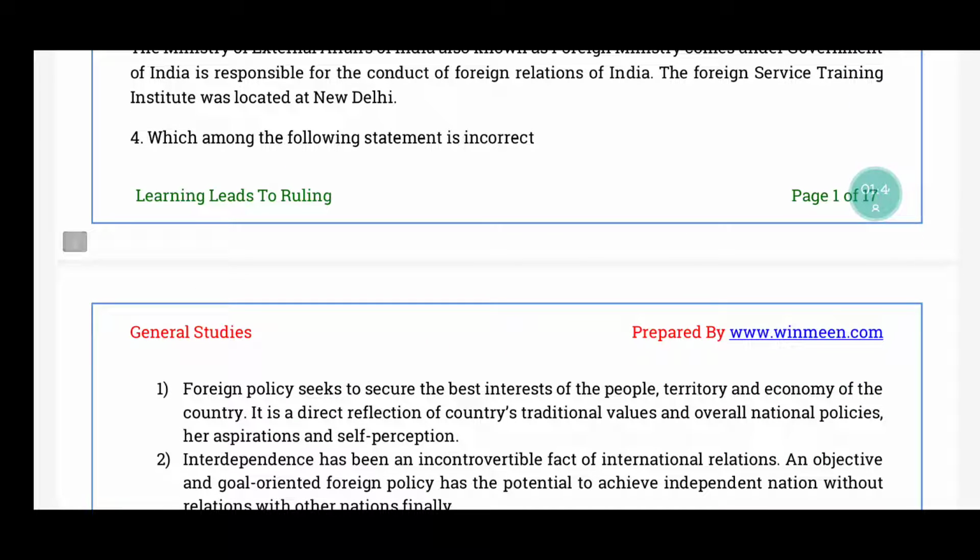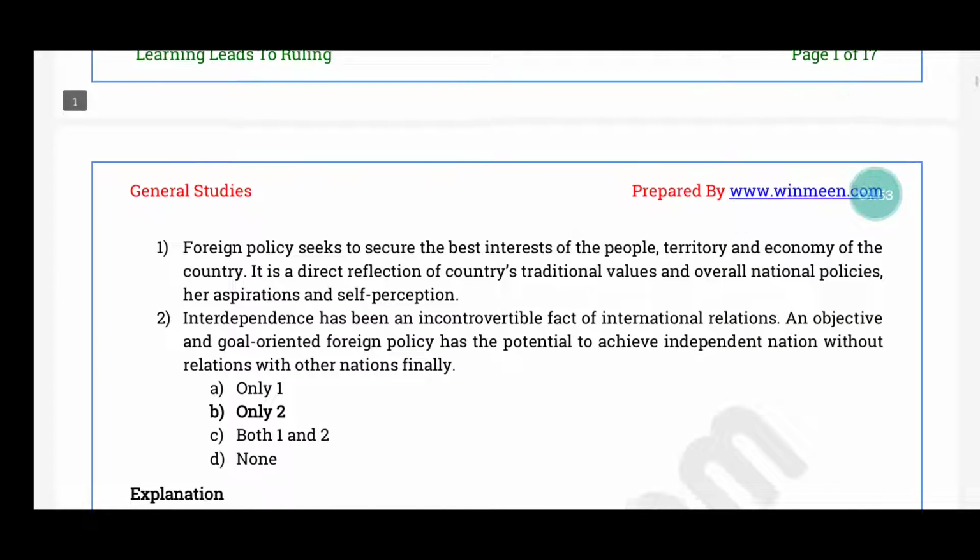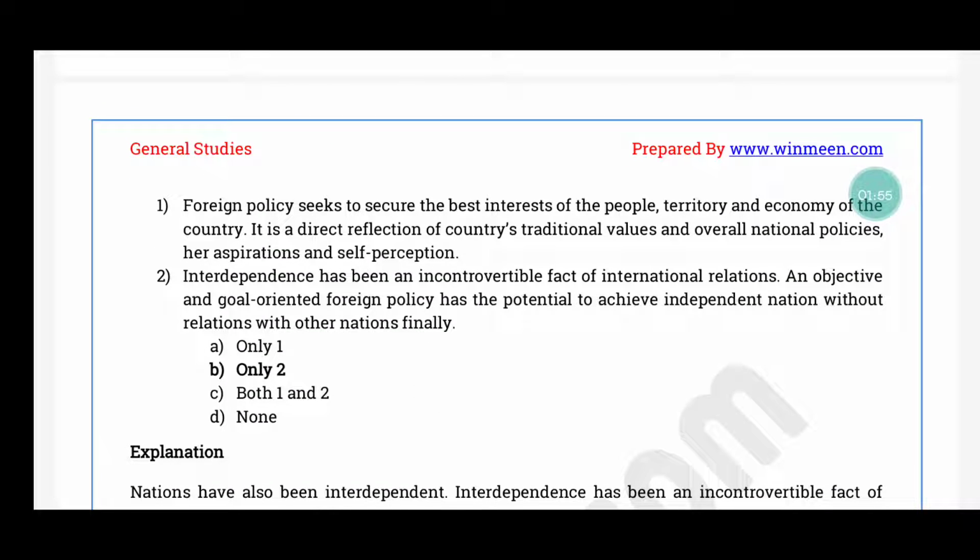Question number 4. Which among the following statement is incorrect? Foreign policy seeks to secure the best interest of people, territory and economy of the country. It is a direct reflection of country's traditional values and overall national policies, her aspiration and self-perception. Interdependence has been incontrovertible fact of international relations. An objective and goal-oriented foreign policy has the potential to achieve independent nation without relations with other nations finally. The correct answer is option B. Statement 2 alone is incorrect.